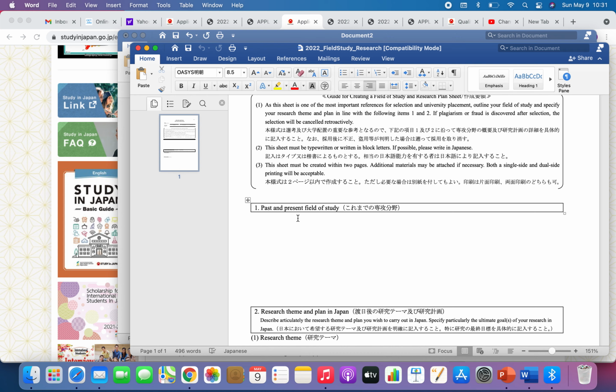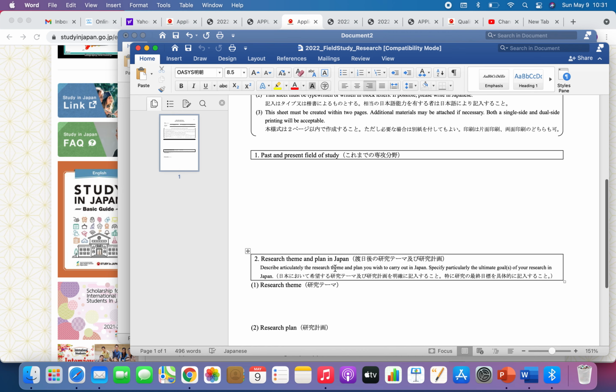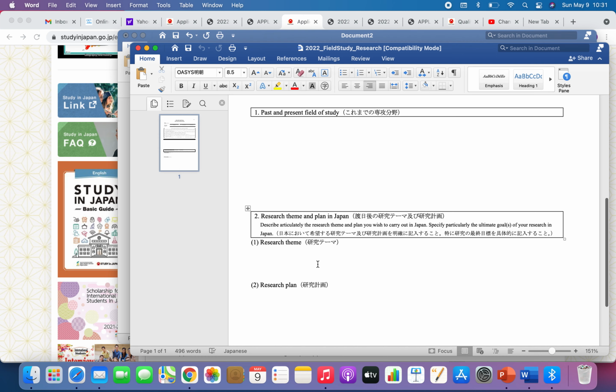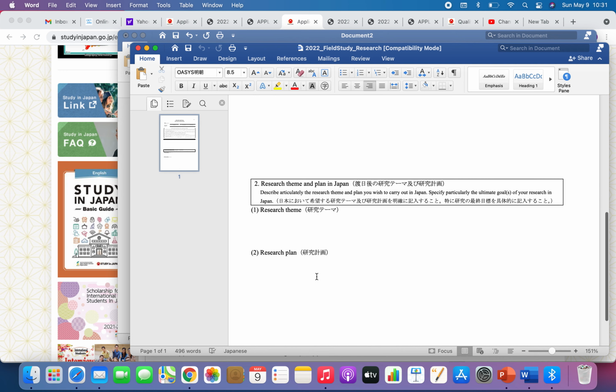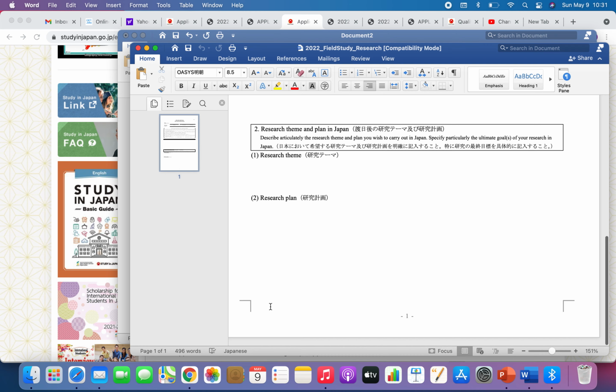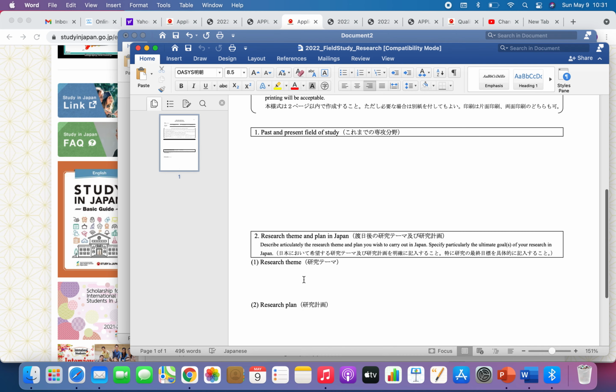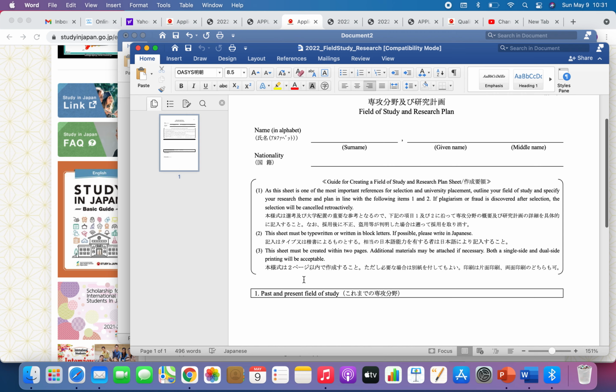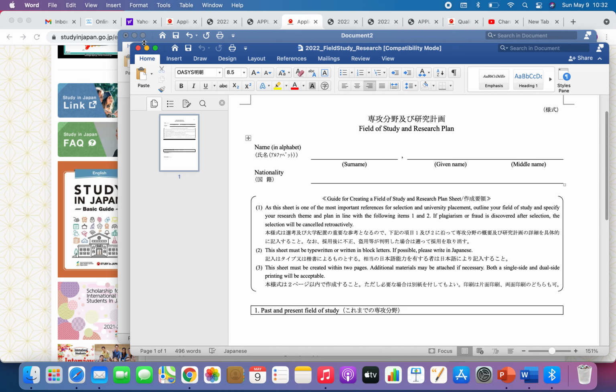Here, past and present field of study. So what you studied in the past, for example, what you studied for your bachelor's degree, and if you're already enrolled in a master's degree program, what you're currently studying. Then what your research is going to be focused on, what the theme of the research will be about, and what your research plan is. So what do you intend to do for your research? You have to write this here. If you have any question, you can ask me.